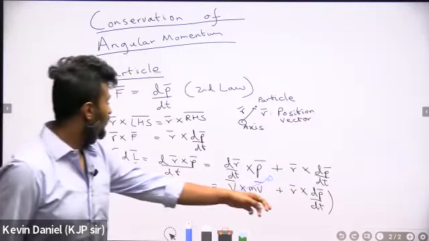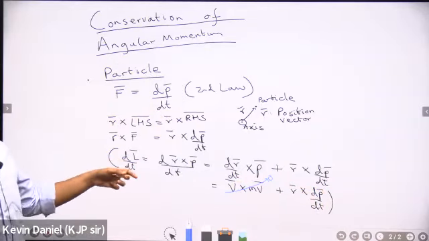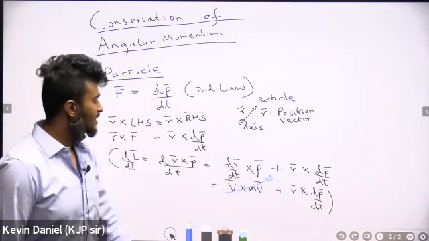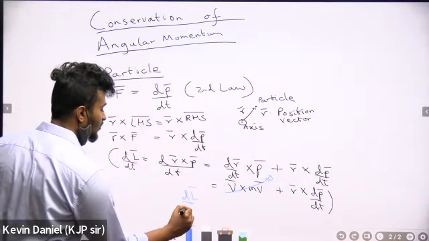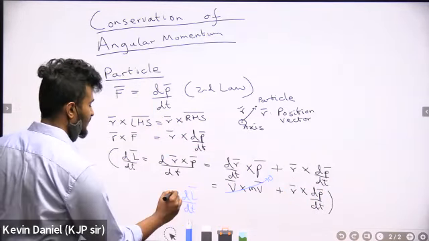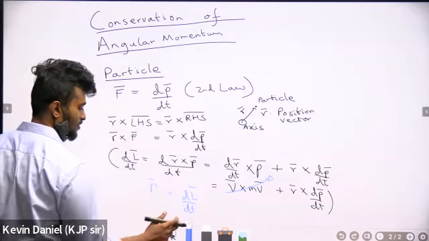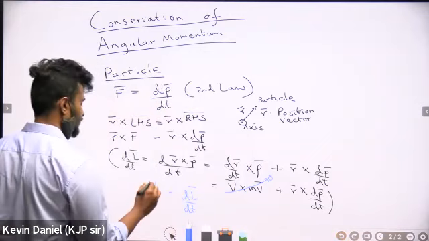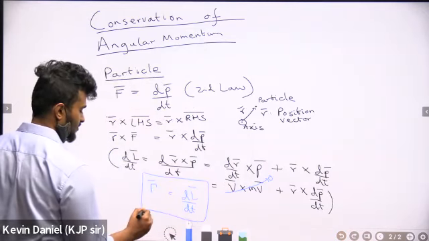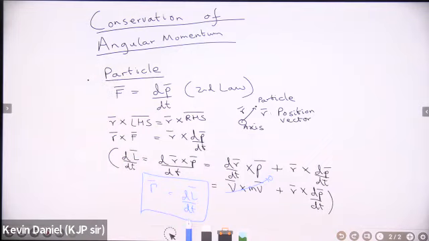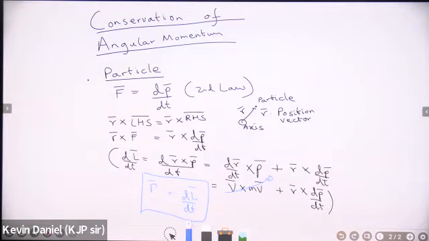So here, look at what we got: r cross dp by dt. We just proved that that is equal to dl by dt. So the right hand side became dl by dt, the rate of change of angular momentum. And the left hand side became r cross F, our torque. So we just proved for a particle that torque is dl by dt, the rate of change of the angular momentum.